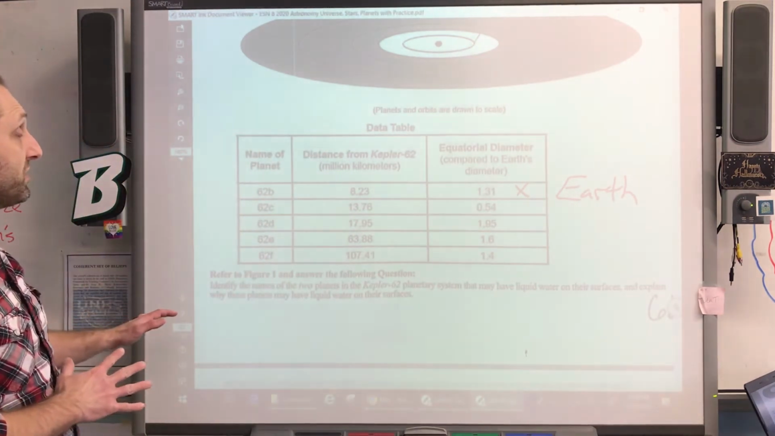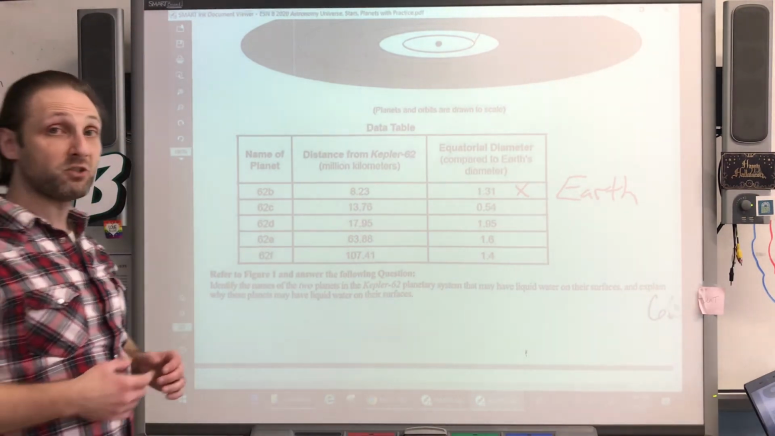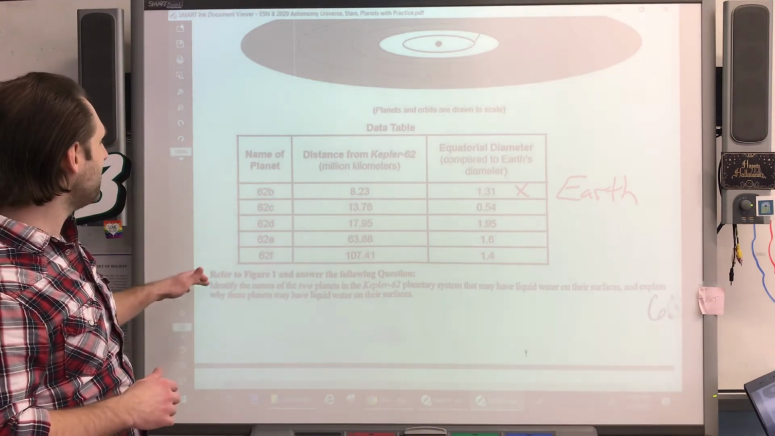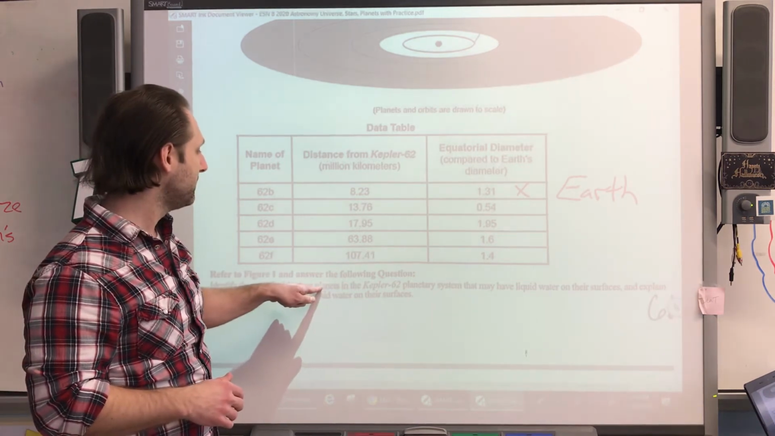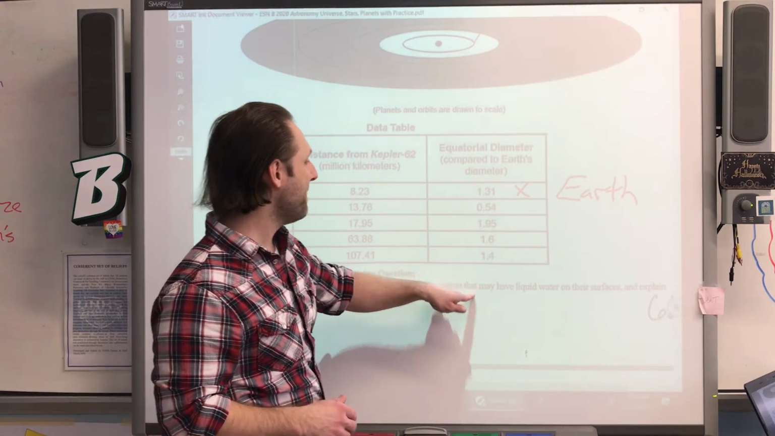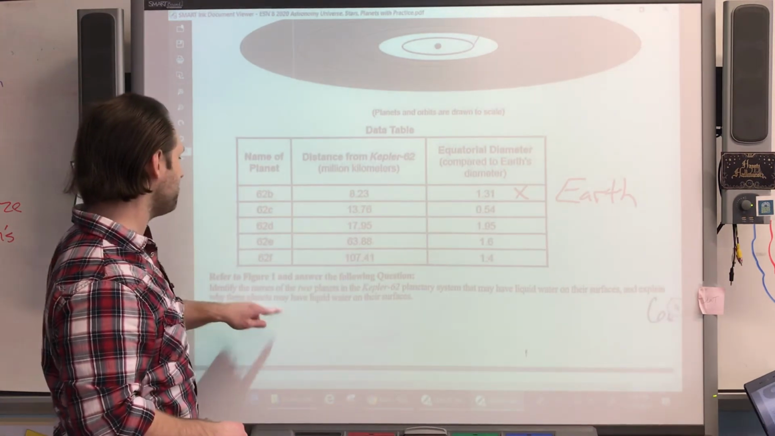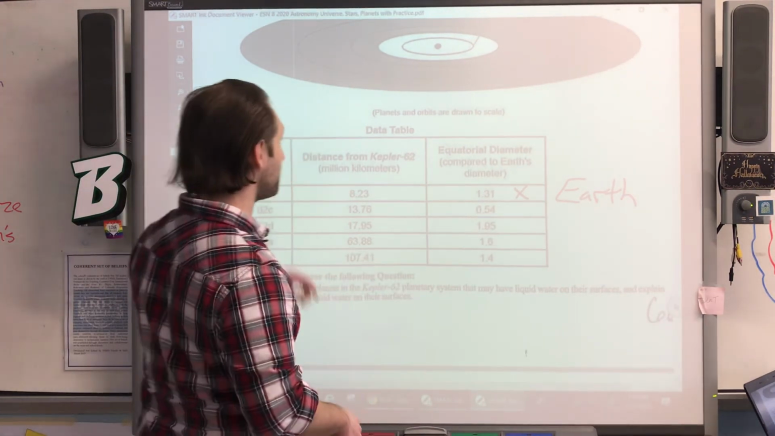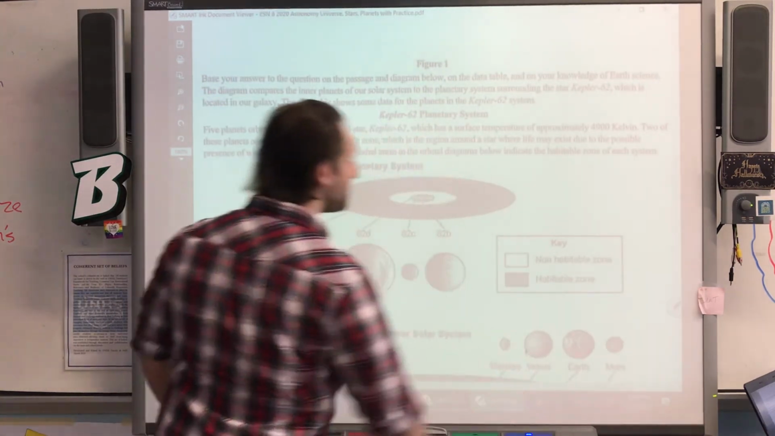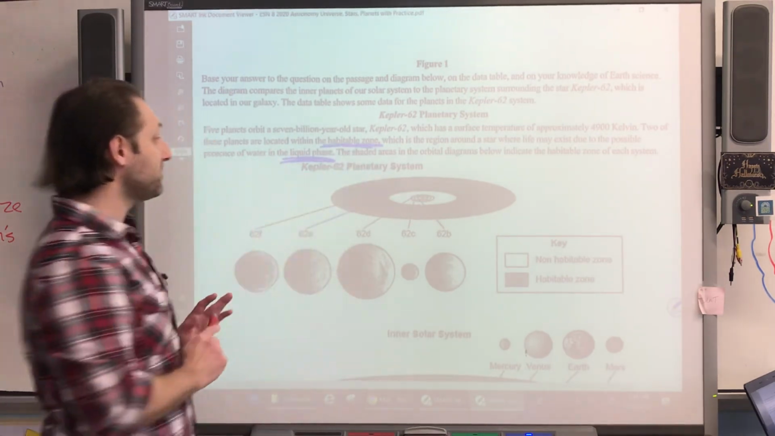This particular question may or may not deal with all the information, but clearly if there's this much information, there might be a couple questions associated with it. It says, refer to figure 1 and answer the following question. Identify the names of 2 planets in Kepler-62's planetary system that may have liquid water on their surfaces, and explain why these planets may have liquid water on their surfaces. Well, we'd have to come back here and understand what that means. So liquid phase of water, we've got to find something in the habitable zone.